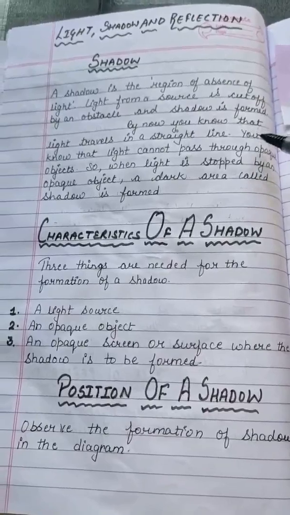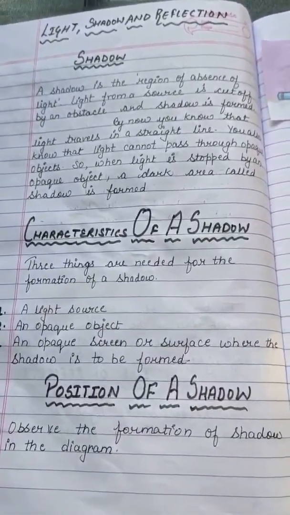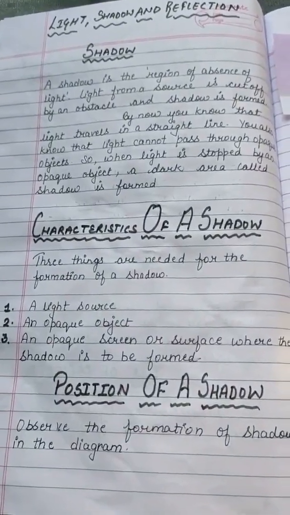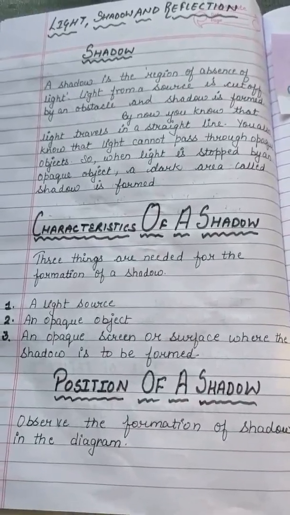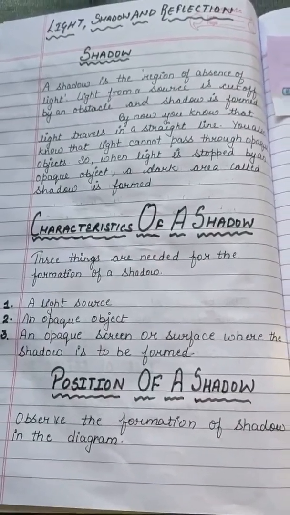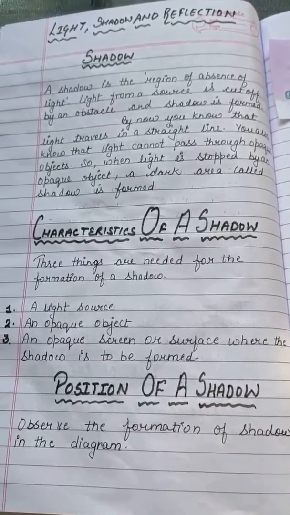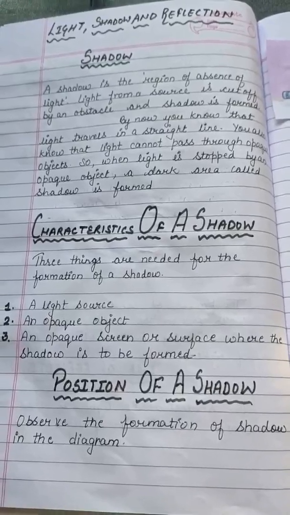By now you know that light travels in a straight line, and you also know that light cannot pass through opaque objects. Light can pass through a translucent object or a transparent object, but it cannot pass through an opaque object. So when light is stopped by an opaque object, a dark area called a shadow is formed.